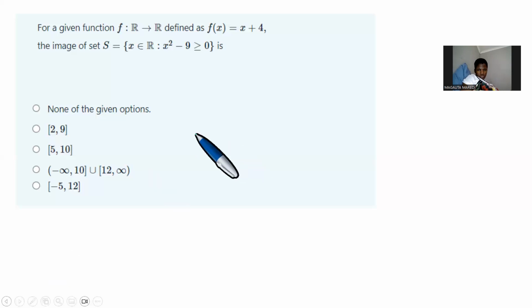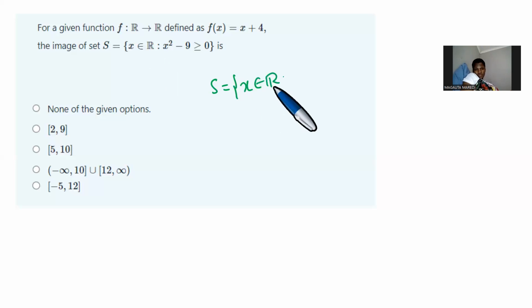It is the fact that the set S, you agree it is obviously containing all real numbers. Okay, x is the real number. It's not even a vector. Such that you have actually x squared minus 9 is greater or equal to 0. Okay, I'm just rewriting this as S.